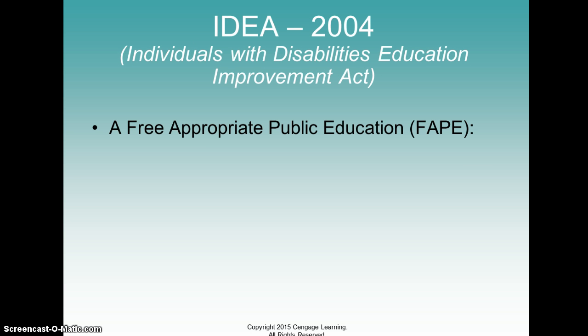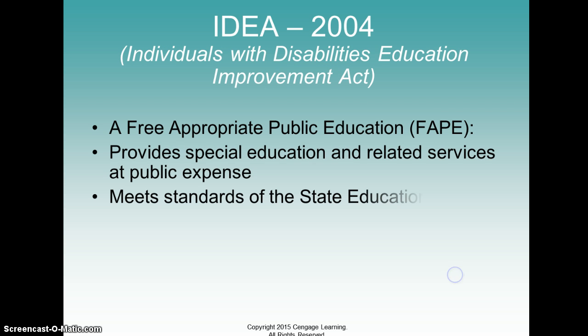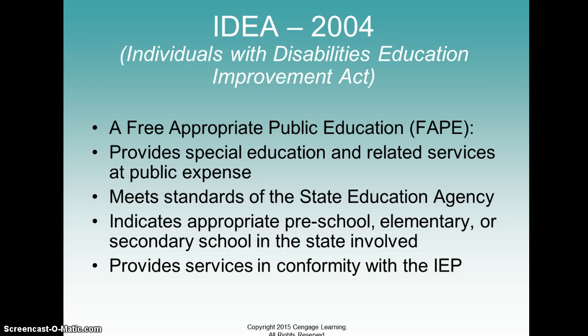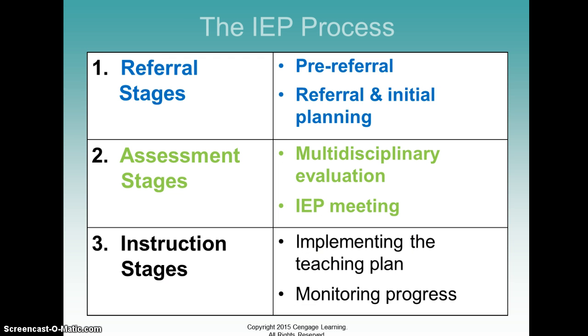So in 2004, the reauthorization of IDEA said that we had free appropriate public education, that we had to meet the standards of the state education agency, and that we had to use preschool, elementary, or secondary schools in the state involved in providing services in conformity with the IEP.